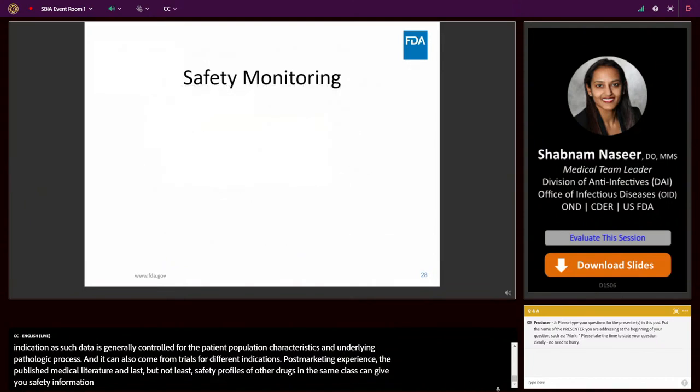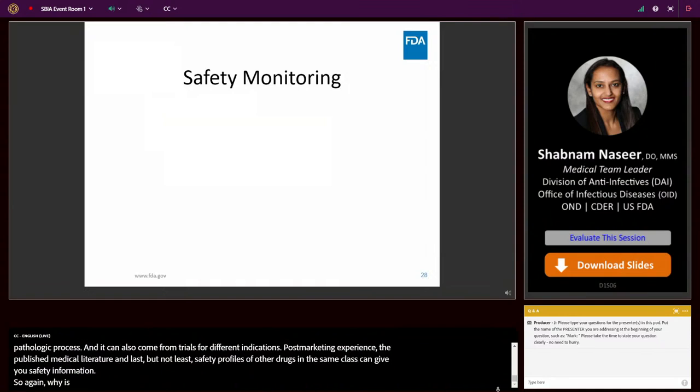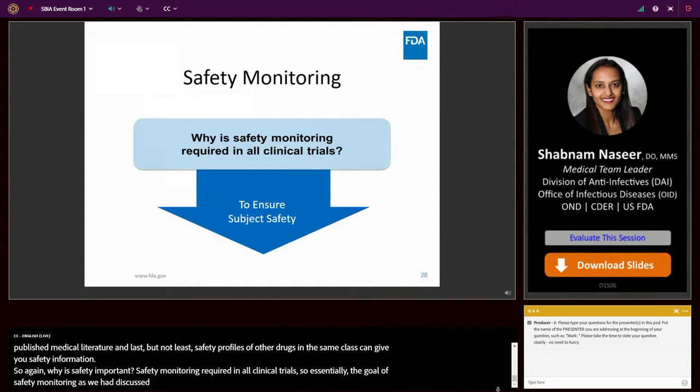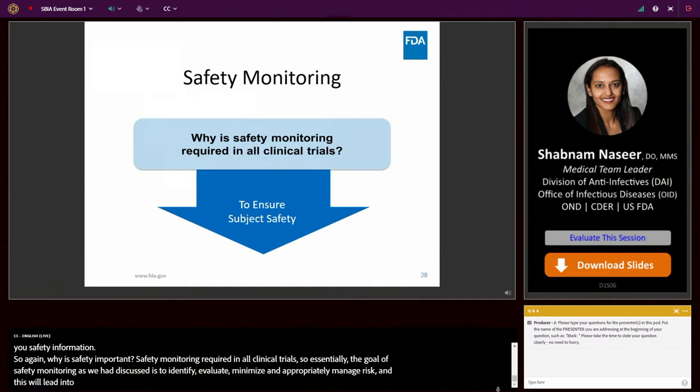So again, why is safety monitoring required in all clinical trials? Essentially the goal of safety monitoring, as we had discussed, is to identify, evaluate, minimize, and appropriately manage risk. And this will lead into our discussion of adverse event ascertainment and monitoring.